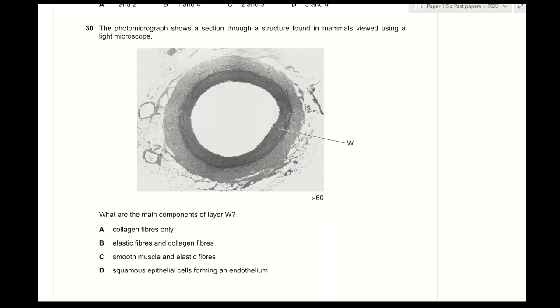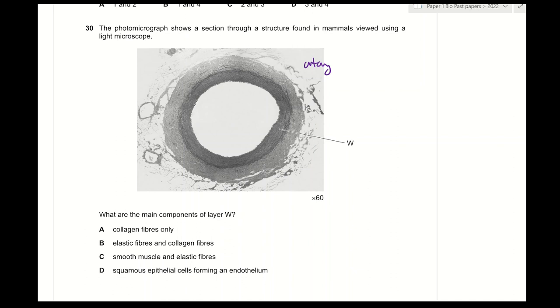Question number 30. The photomicrograph shows a section through a structure found in mammals viewed using a light microscope. What are the main components of layer W? So, this looks like an artery, because it has a circular looking lumen and a very thick tunica intima, media, and externa.